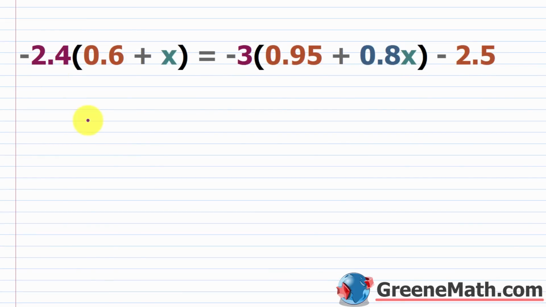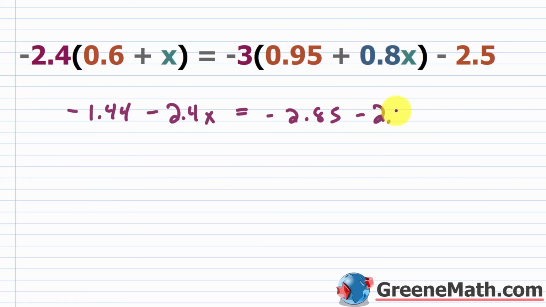If you punch this into your calculator, negative 2.4 times 0.6, this is negative 1.44. And then negative times positive is negative, so this would be negative 2.4x. And this equals negative 3 times 0.95 would be negative 2.85. Let me make this better. And let me actually make this x better here. Doesn't look so good. And then we're going to have negative times positive, so that's negative. 3 times 0.8 is 2.4. And then x would come along for the ride. And then you have minus 2.5.